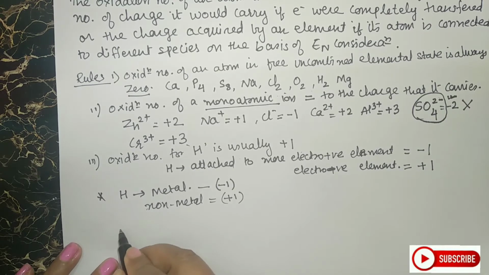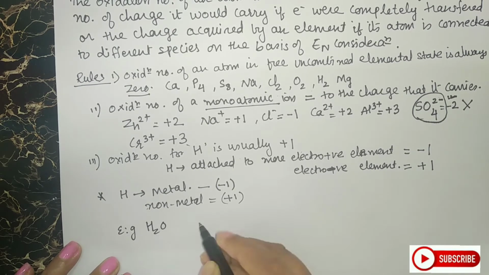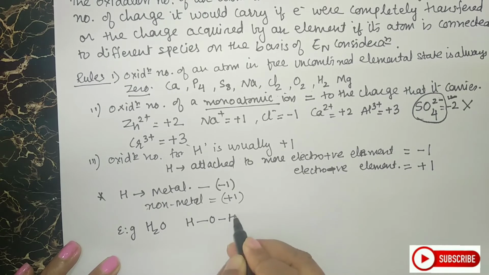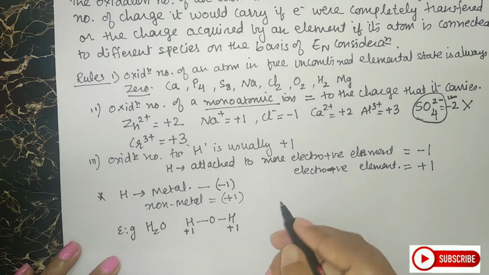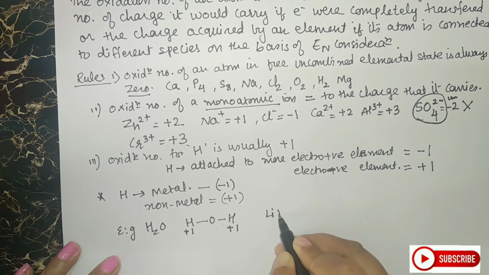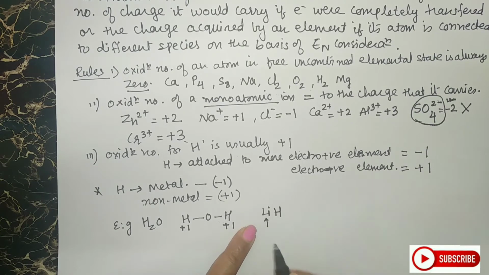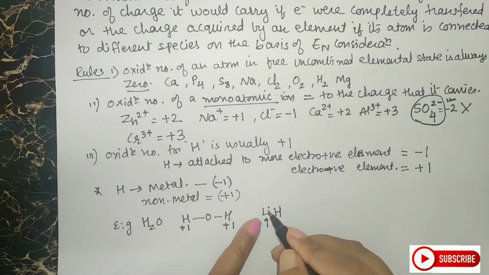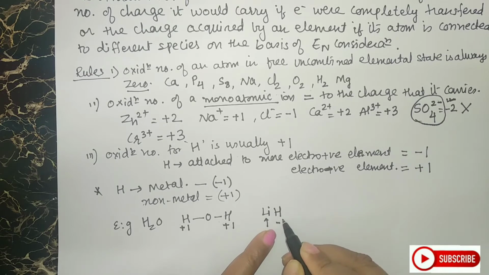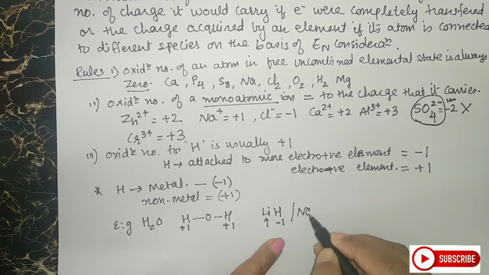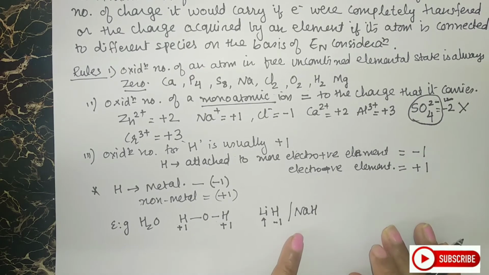I have taken here water. Now how you write water is HOH. If you see this, hydrogen is attached to a non-metal, that is oxygen, and so here hydrogen is +1 and +1. Let us take one example of lithium hydride, that is LiH. If you see this lithium hydride, lithium is an electropositive element, or you can say a metal, and therefore hydrogen oxidation state here will be -1. Same case goes with NaH. Here also hydrogen will be -1.